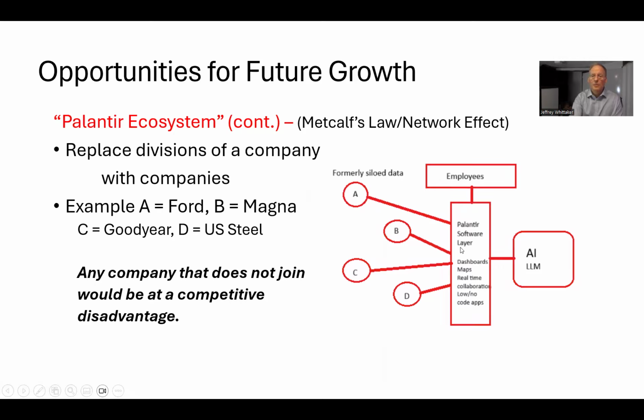If they all get plugged into the Palantir ecosystem, then they can reduce costs, improve efficiency, and workflow becomes much smoother between these companies. And any company that doesn't join the Palantir ecosystem would be at a disadvantage. If the tire company Firestone doesn't plug into this system, they're not going to be able to benefit from the efficiencies and the connections to Ford Motor Company, etc.